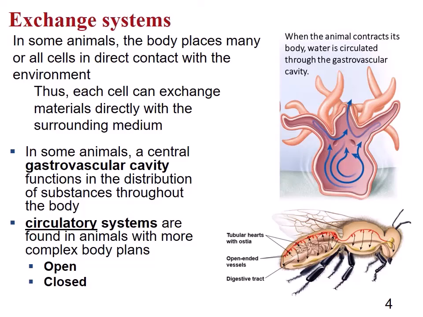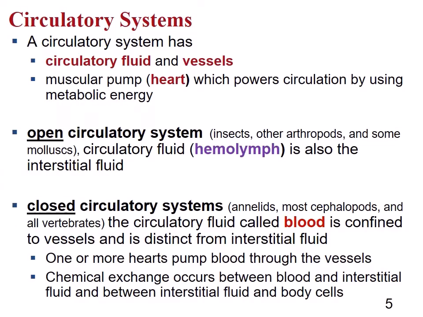And then circulatory systems are found in animals with more complex body plans, and we can have either an open or a closed circulatory system. The circulatory system has a circulatory fluid and vessels. A muscular pump, like our heart, is going to power circulation by using metabolic energy. An open circulatory system is found in insects and other arthropods and some mollusks, and open circulatory systems don't have blood. Instead, they have hemolymph, and hemolymph is also the interstitial fluid. Remember, inter is between, so it's the between-cell fluid.